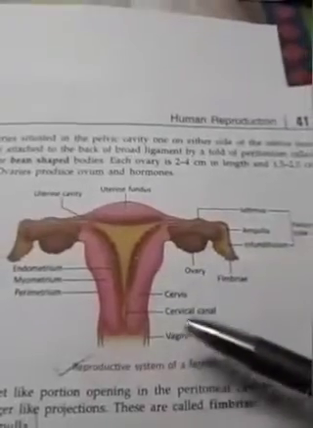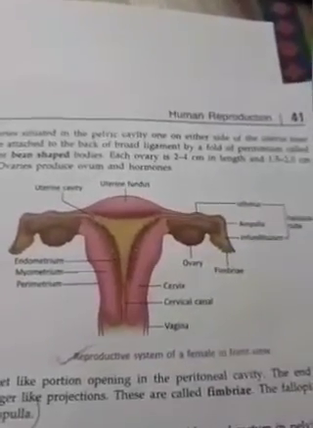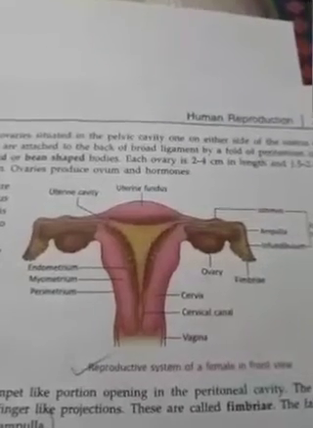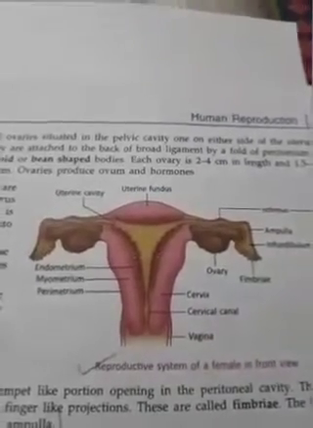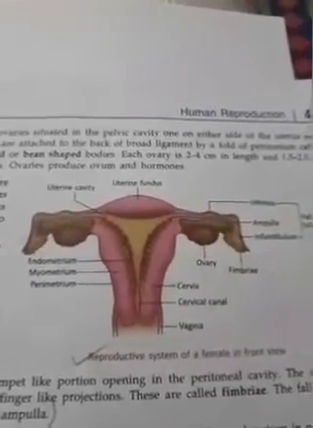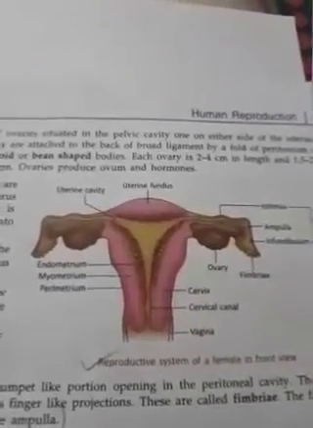Next comes the vagina. As I said, it is a tubular part which continues from the cervix and is an opening through which the sperms enter the female reproductive system.